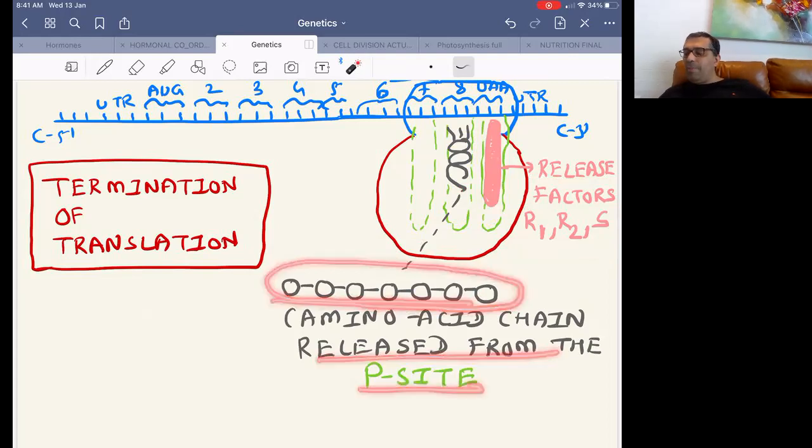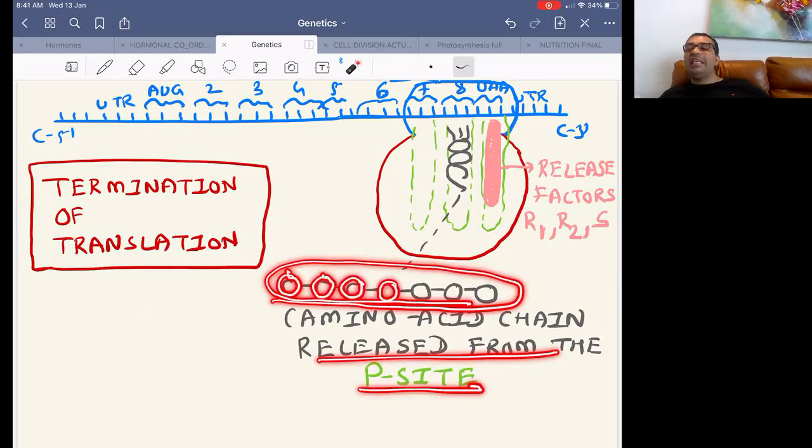So which was the first amino acid? Methionine. Which is the second amino acid? Glycine. Which is the third amino acid? Phenylalanine. The fourth amino acid? Serine. The sixth amino acid? Aspartame. The seventh amino acid? Histidine. The eighth amino acid? Tryptophan.